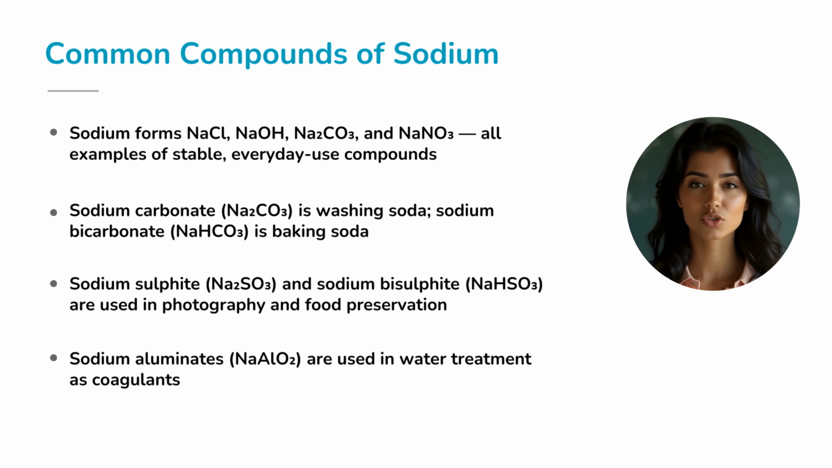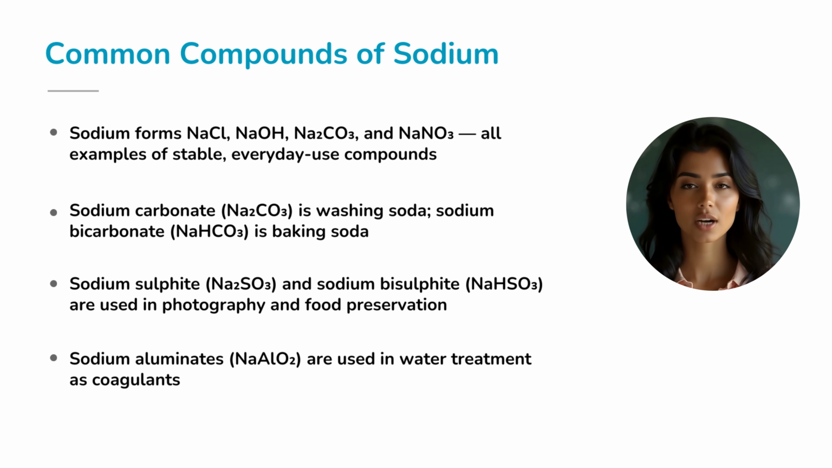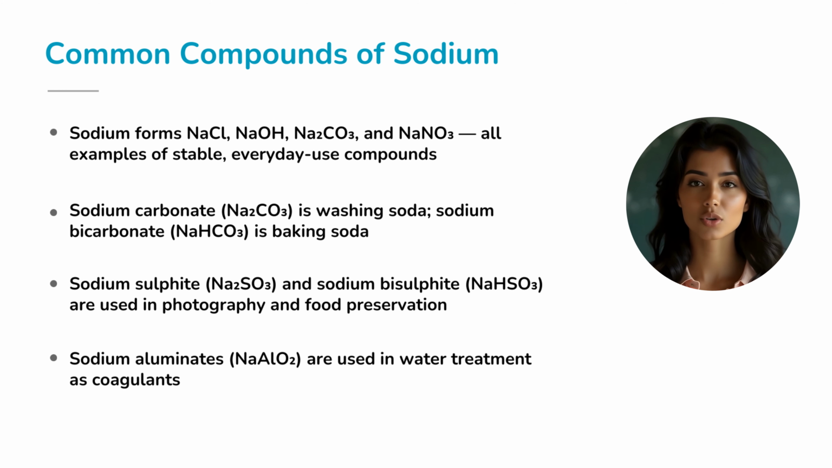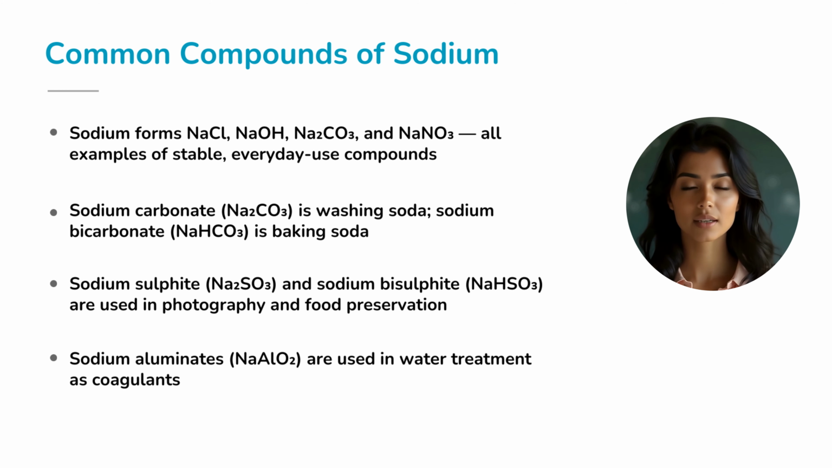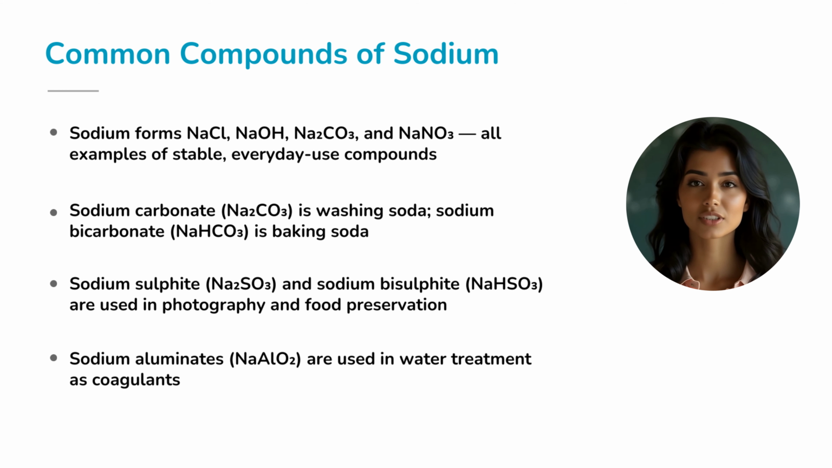Now let's talk about sodium, the Na+ ion. It's everywhere, from salt shakers to soap factories. Sodium chloride is NaCl, table salt, the most familiar one. Sodium hydroxide is NaOH, also called caustic soda, used in making soap. Sodium carbonate is Na2CO3, known as washing soda. Sodium bicarbonate is NaHCO3, that's baking soda. Sodium nitrate is NaNO3, used in fertilizers and explosives.